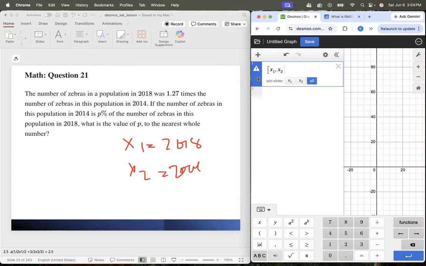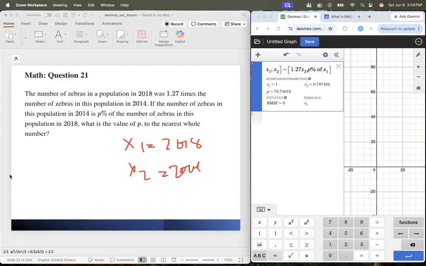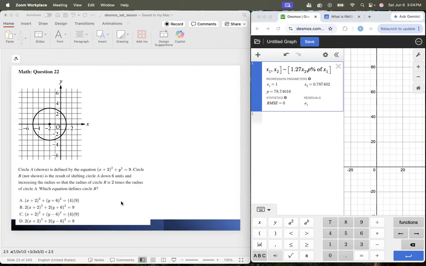So I put X2 here. Then you do your regression. It's what? 1.27 of X2 initially. And then what? P% of X1. And that will give you your right answer. P is 78.7. And then you convert it to 1 decimal point, which is what? 79. And this is the easy way to solve it with Desmos if you want to use that route. But that's a straightforward question.